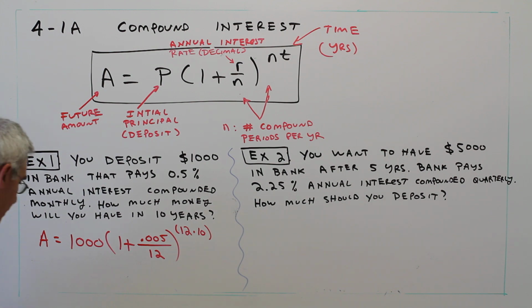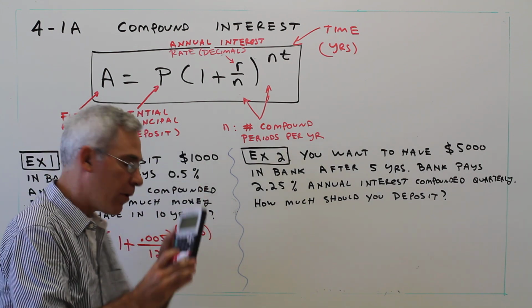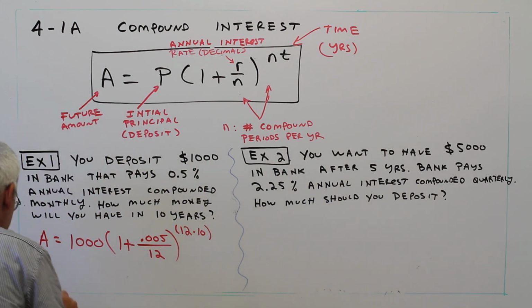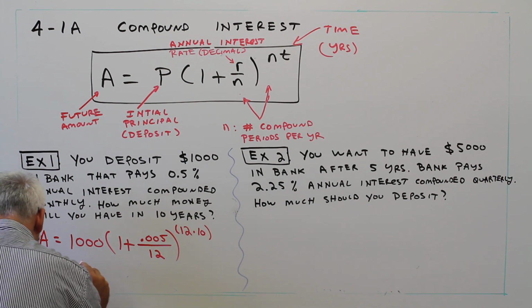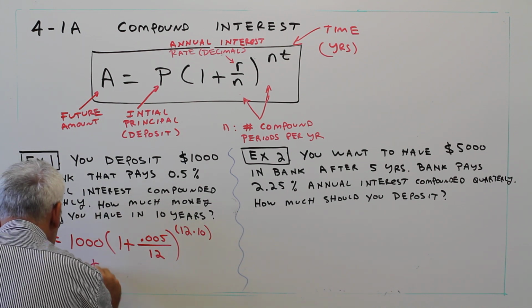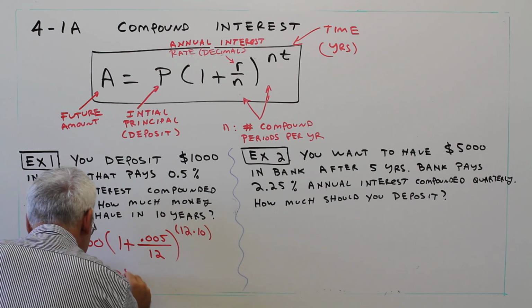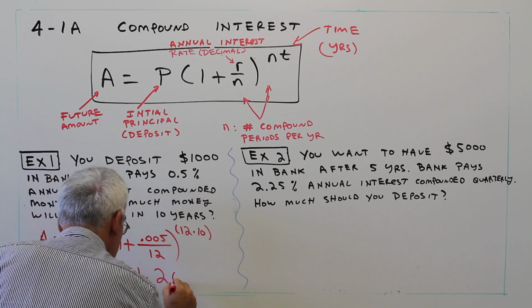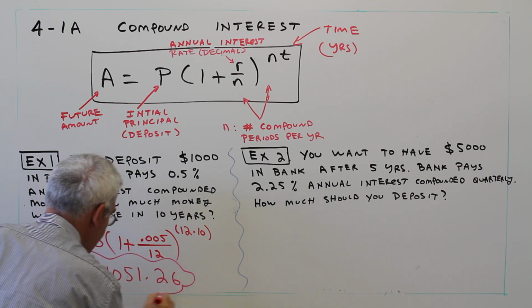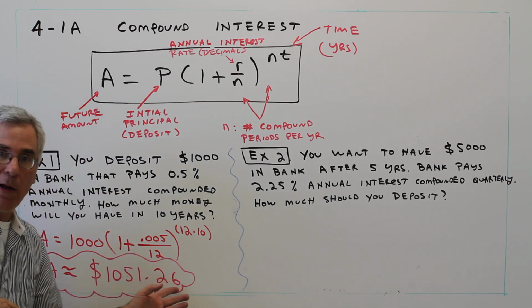And if you use your TI-84 graphing calculator, you would get an answer of approximately $1,051.26. Usually I round to the nearest penny.